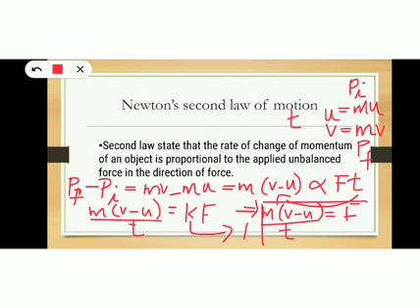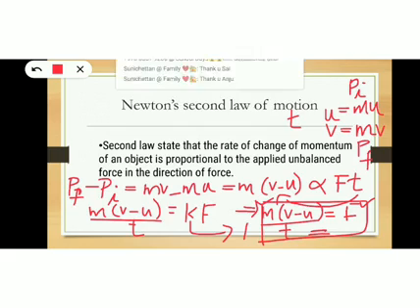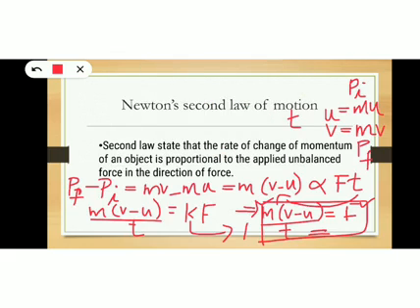This is the expression. And what is the quantity on LHS? On the LHS we have m into (v minus u) by t. m into (v minus u) is change in momentum, divided by time, that is rate of change of momentum. So on the LHS we have rate of change of momentum, and on the RHS part we have the force. So the rate of change of momentum is proportional to the force applied on it. So this is the statement for Newton's second law of motion.